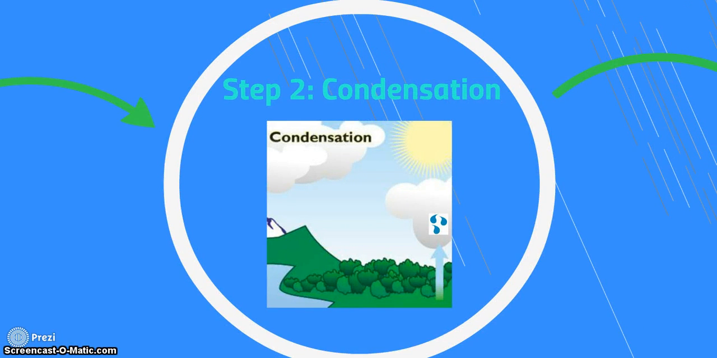Step 2. Condensation. As water vaporizes into water vapor, it rises up in the atmosphere. At high altitudes, the water vapors change into very tiny particles of ice or water droplets because the temperature at high altitudes is low. This process is called condensation.